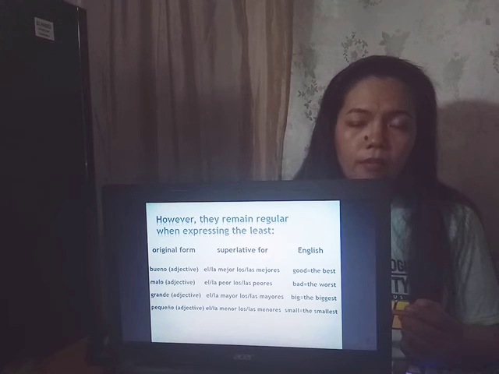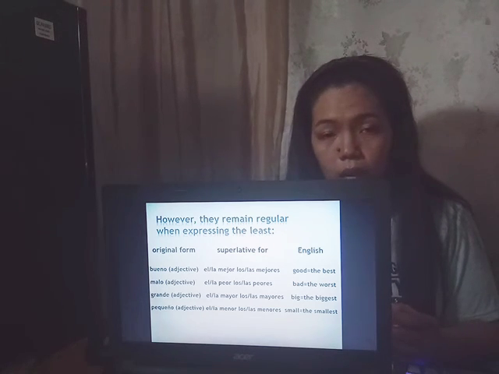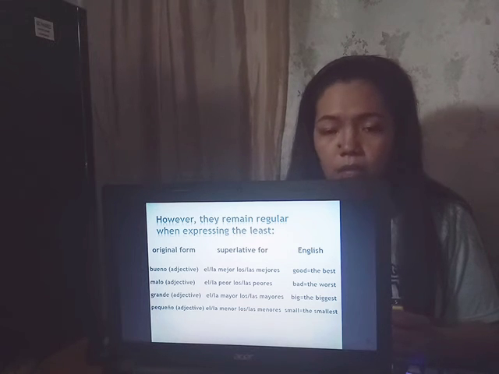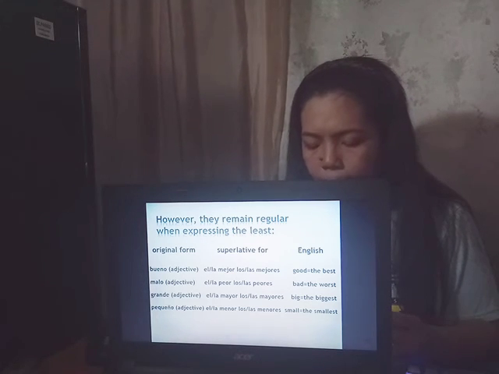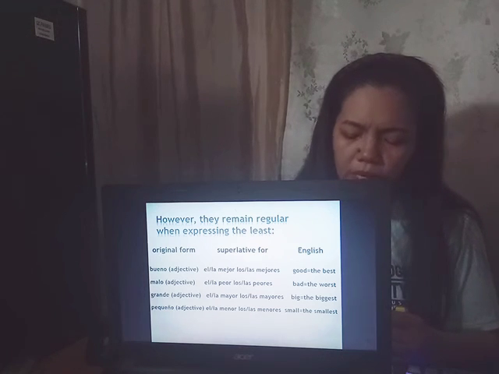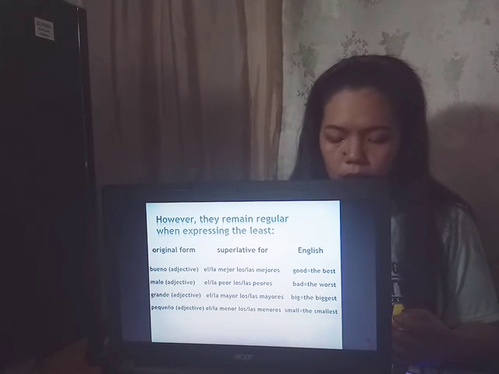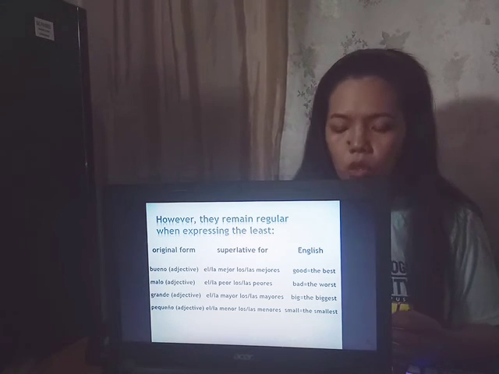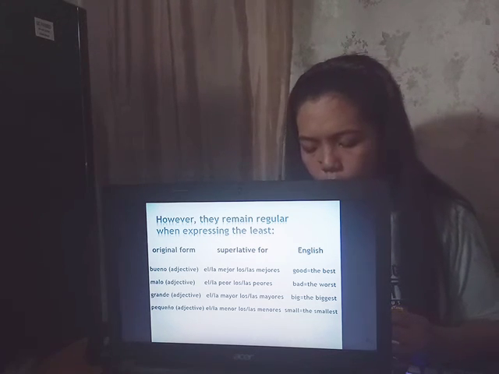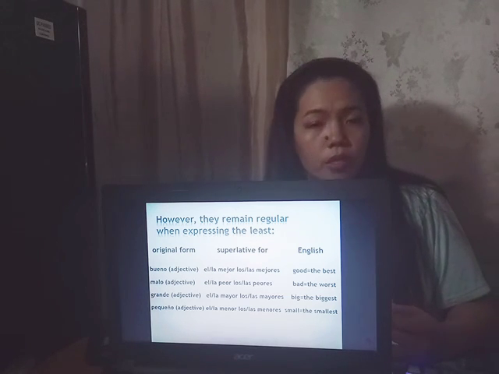Next, grande means big, huge. Grande. El la mayor, los las mayores, big or the biggest. For English you would say the biggest. Next, pequeño, it's an adjective. El la menor, las los menores. In Spanish and English it will be small or the smallest.